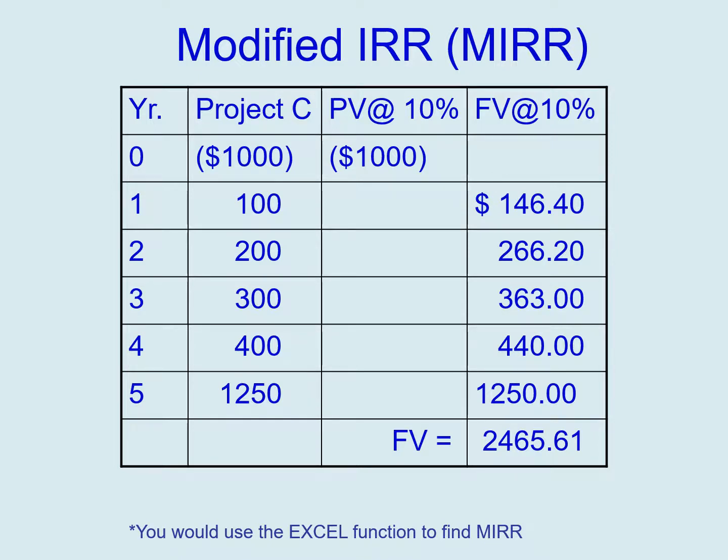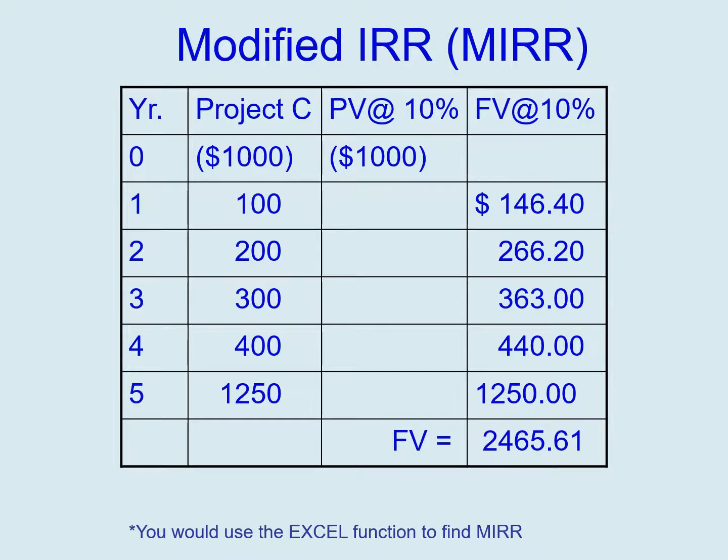So, the way Excel will force that is it will take the positive cash flows that you see there in years 1 through 5, and it will compound them at the cost of capital to the end of the life of the project, rather than at the internal rate of return. Okay, so that's what you're seeing there. You're seeing that 100 turns into 146.40 when you compound at 10% for 4 years to the end of the life of the project, and so on for every year.